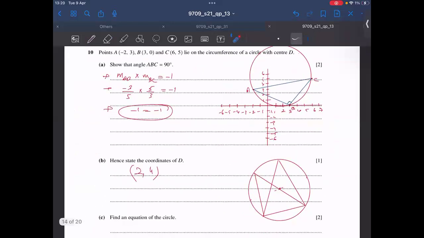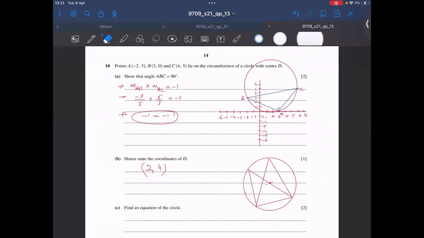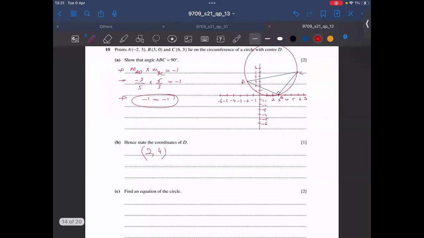And if AC is a diameter, the center of the circle is going to be the midpoint of AC. That's what I have calculated, (2, 4). Is it clear or not, Iman? Iman, is it clear? Yes, sir.